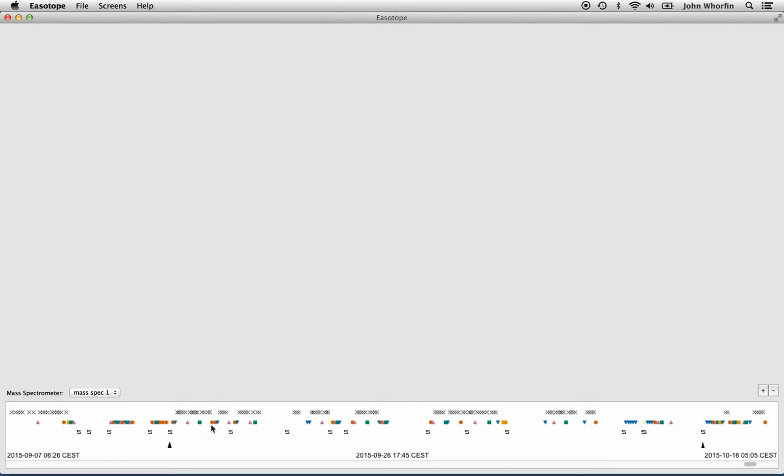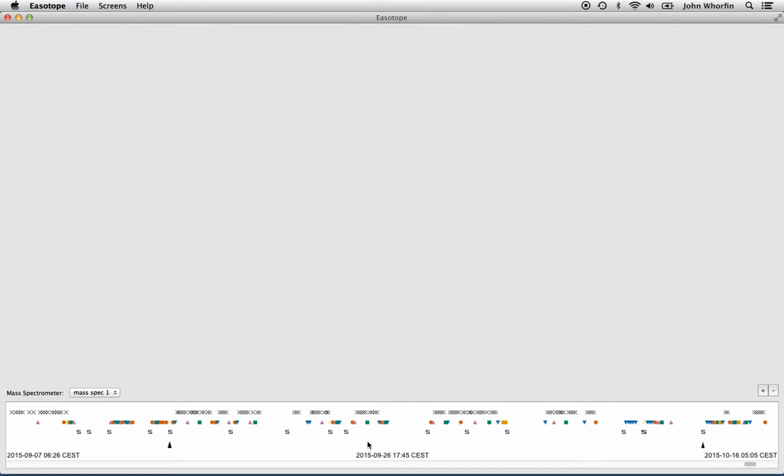Above the dates are little black triangles, and those are the correction interval markers. So this is a point in time where a correction interval was started on this mass spectrometer, and here is the start of another correction interval. So this region here is one correction interval. The start of a second correction interval ends the first correction interval automatically.